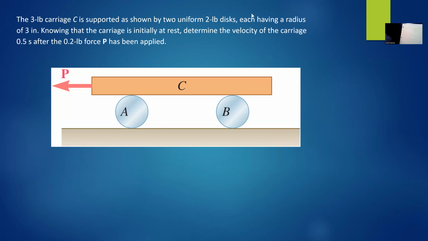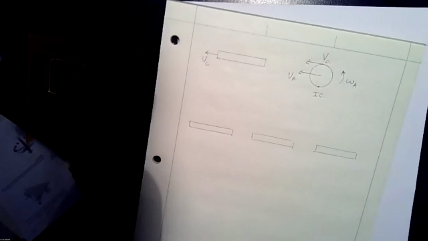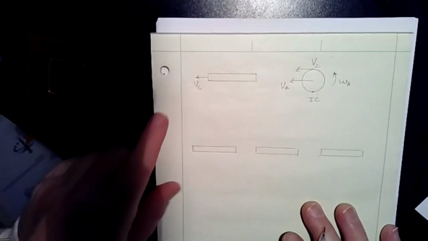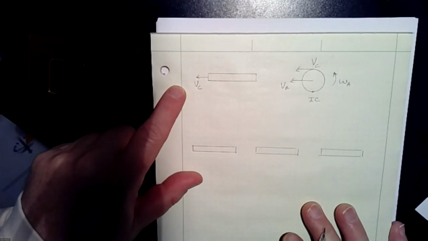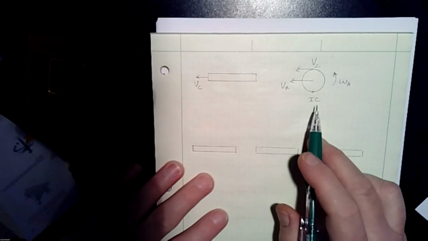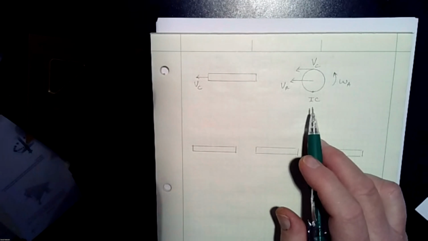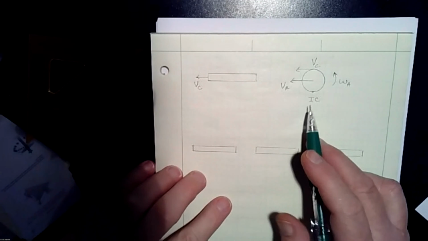So let's go ahead and set it up. So here's my diagram to start with. So what do I have? What I've done is I've drawn VC. So there's the velocity of C. And then this is a wheel. We can just do wheel A or B. We'll do A because A and B are going to be identical.